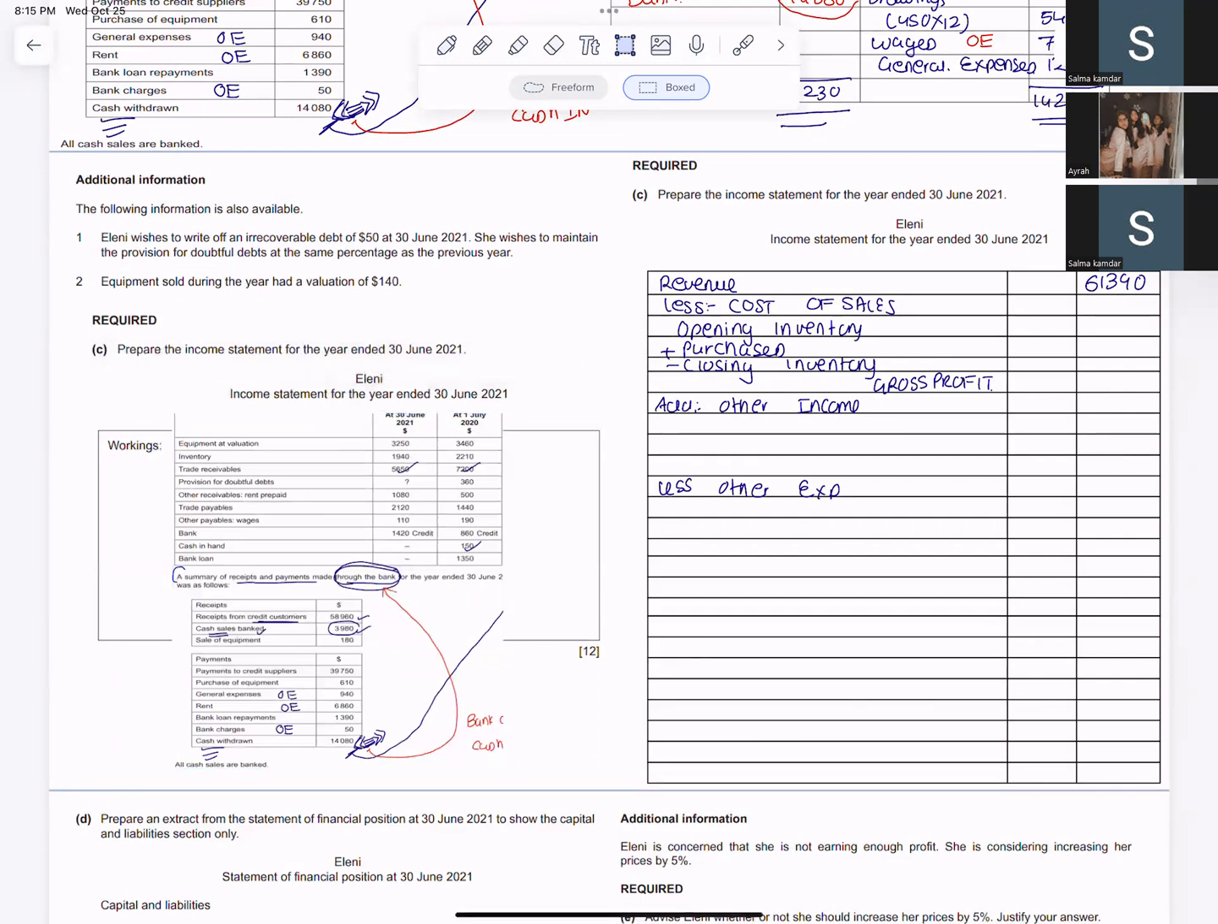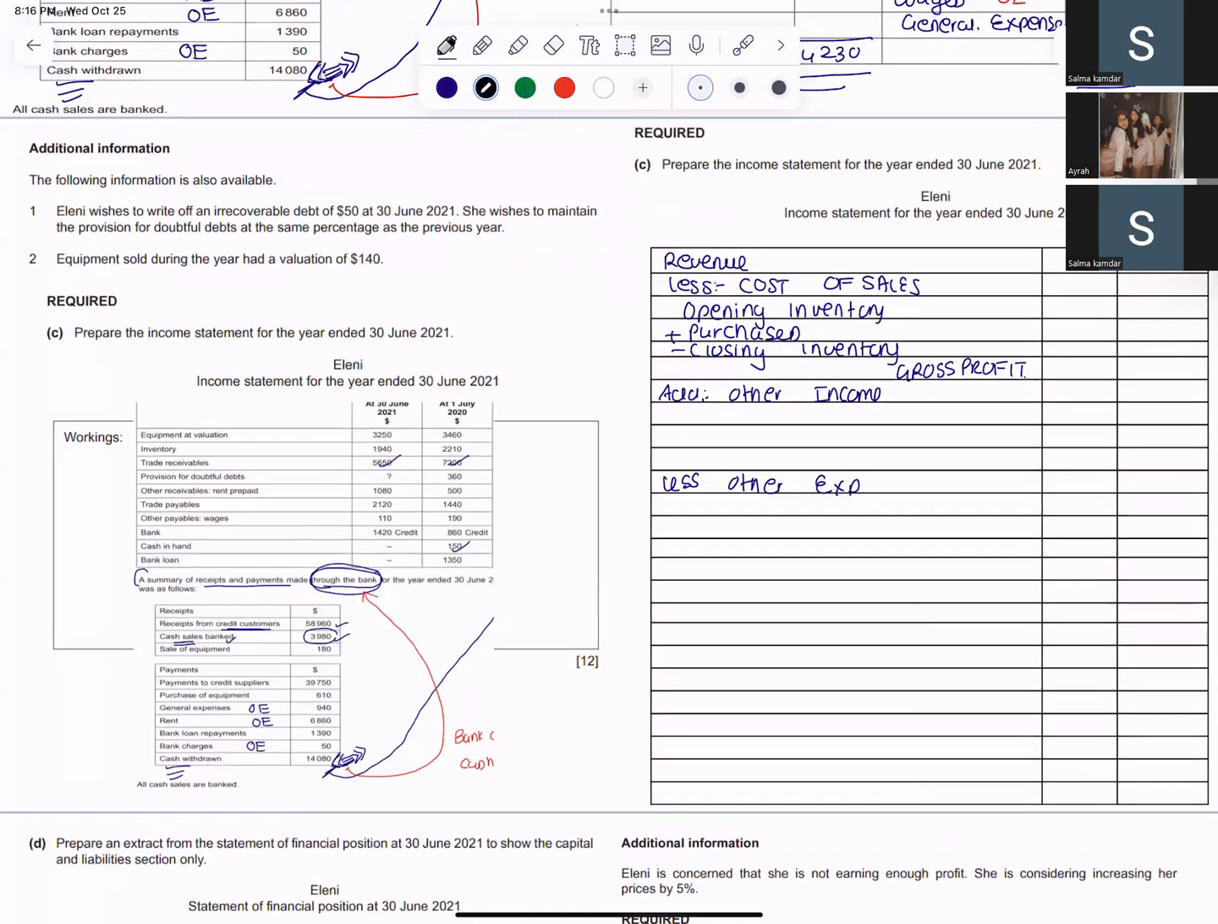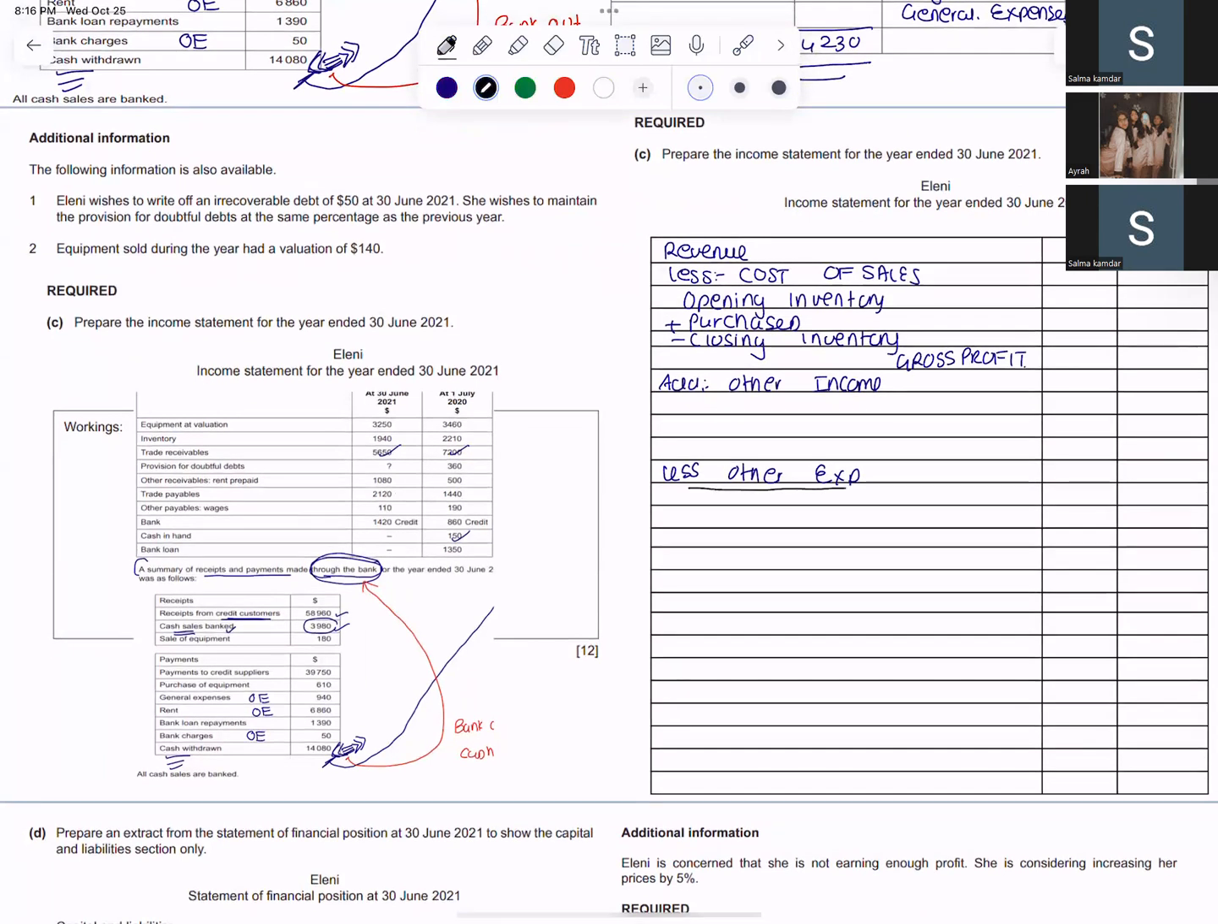Come on, let's read the adjustment. What is the adjustment over here related to? Eleni wishes to write off an irrecoverable debt of $50 at 30th June 2021. She wishes to maintain the provision for doubtful debts at the same percentage as the previous year. Okay, fine. Let's take them one by one. So she wishes to write off the bad debts, right? So bad debts written off, irrecoverable debt. It is another expense.